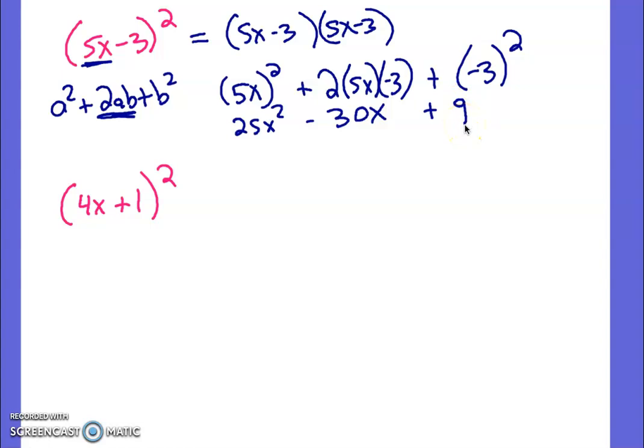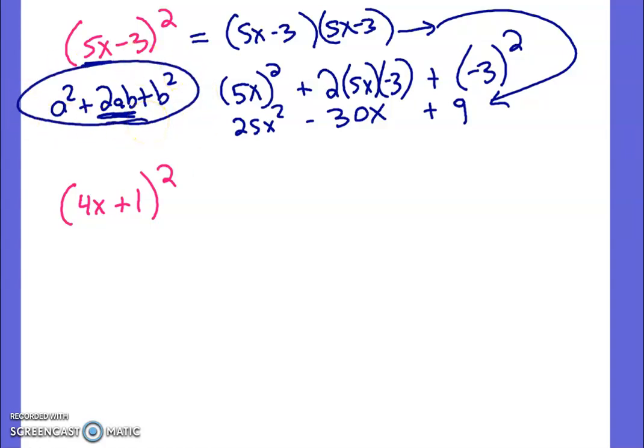So a lot of times, that's why it's called special cases. You can FOIL this and you'll still end up with this answer. But if you know this, you can pretty much get to the answer a little bit quicker. So let's try it again. Again, you can write this out twice, 4x plus 1, 4x plus 1, and then FOIL it. You can do that.